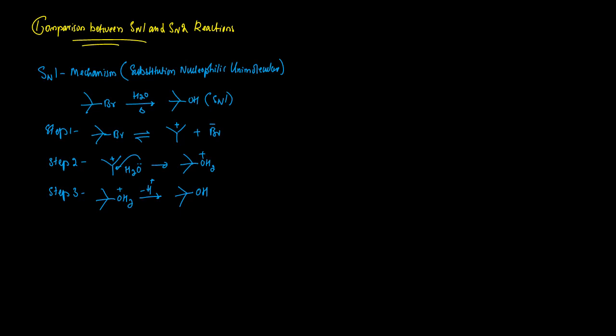The first step is slow, and it is the rate determining step. As the rate determining step involves just one molecule of the substrate, that's why it is unimolecular, or in other words the kinetics in which the rate is equal to k1 [substrate]. Only the concentration of substrate determines the rate of the chemical reaction. That's why SN1 is unimolecular.